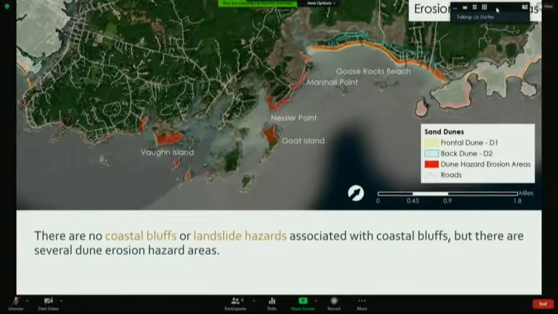There are no coastal bluffs or landslide hazards associated with coastal bluffs in Kennebunkport, according to the state's database from the Maine Geological Survey. But there are a few dune erosion hazard areas, and those are identified in red. A lot of them are on the islands, and a few along the end of Marshall Point Road, and then along Goose Rocks Beach here, and the yellow and the teal stipple shows the identified dunes there. So not a lot of erosion hazards, as you would probably all be aware of already. Not a ton of elevation change there.